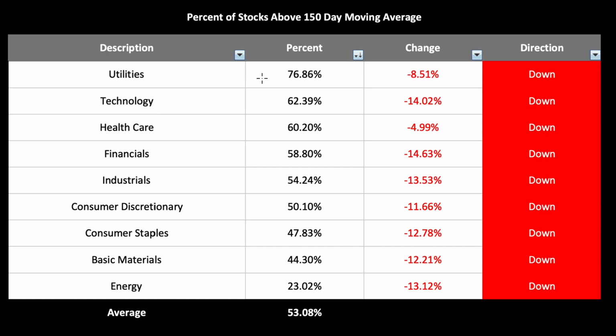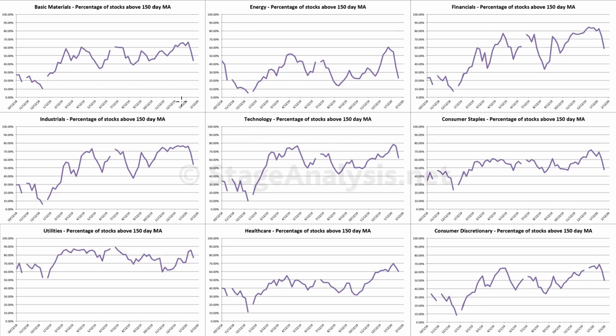Currently, utilities is the strongest sector, and remains at 76% of stocks above the 150-day moving average still. Technology and healthcare both are above 60%, and the other sectors have moved into the neutral ranges in the 40 to 50 ranges here. So let's go on to the visual chart of this. As you can see, strong moves down, energy a huge move, financials a big move down below the 70% level here. So everything's breaking multiple levels of support there, except for healthcare and utilities.